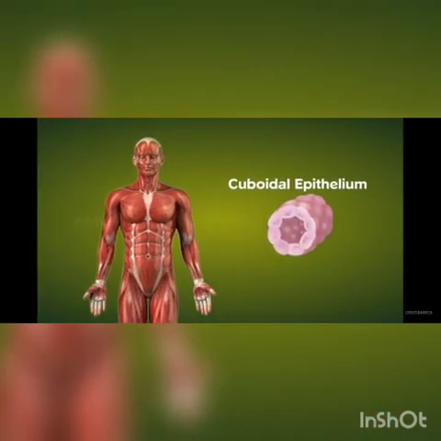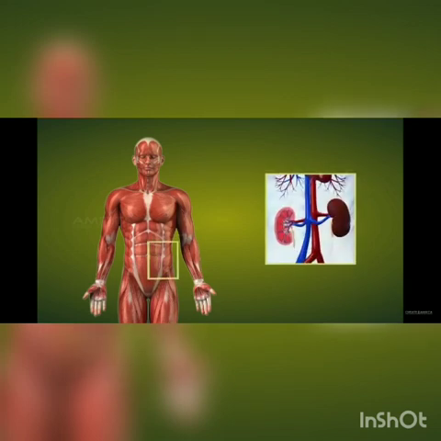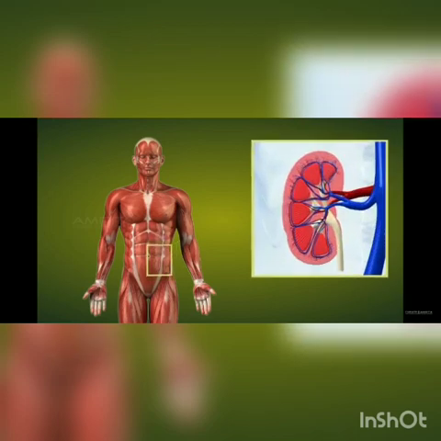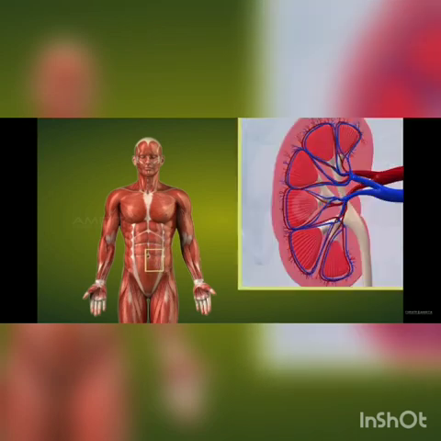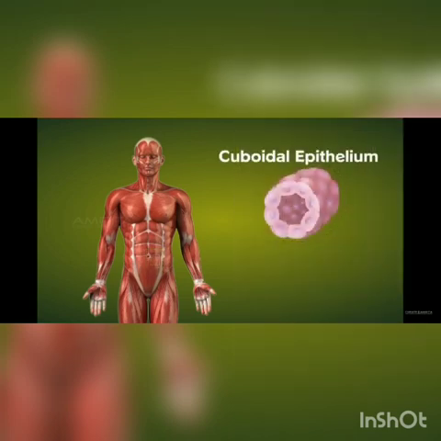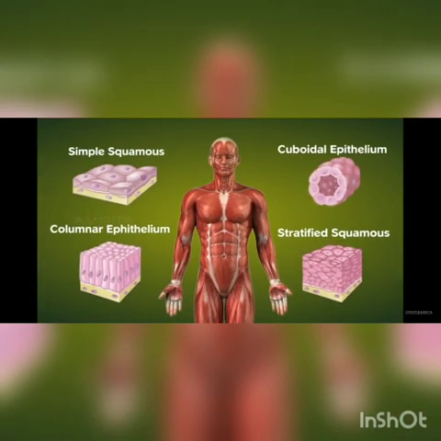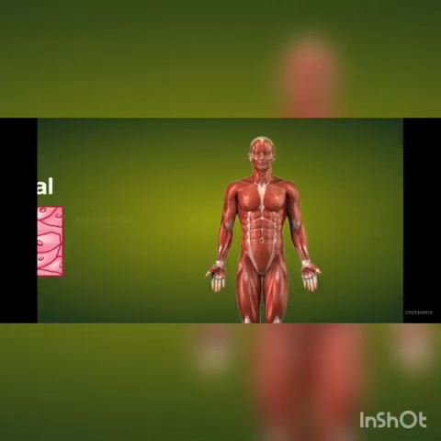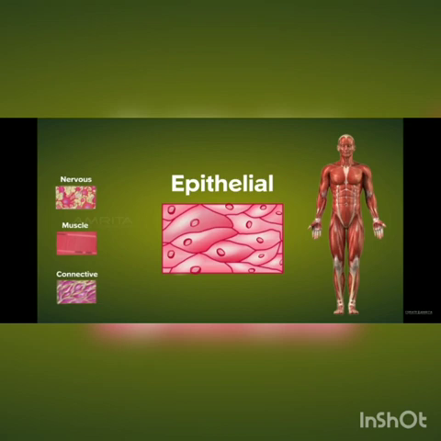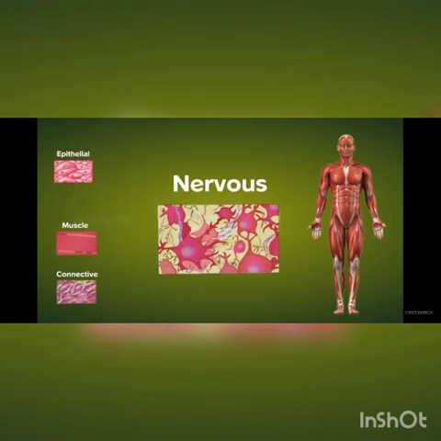The next one is cuboidal epithelium. Cuboidal epithelium is cube in shape. It is present in the kidney. Some others are also glandular. Glandular epithelium does the function of secretion. One more is ciliated columnar, which has cilia.